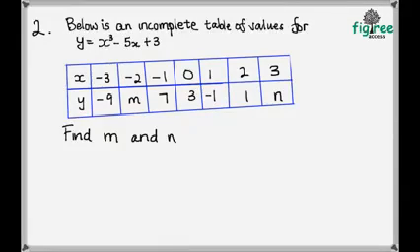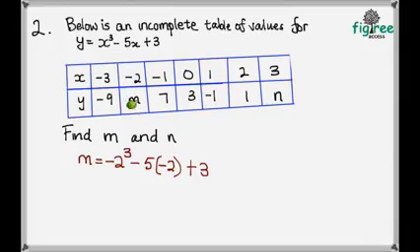So let's calculate m. We substitute the value of minus 2 so that we find m, because it is in the same cell with m. So minus 2 to the power 3 minus 5, in place of x, I've also put minus 2, plus 3. Then I'll expand this expression. Minus 2 to the power 3 is minus 8. This becomes plus 10 and plus 3. Minus 8 plus 10 is positive 2, plus 3 is 5. So the value of m is 5.